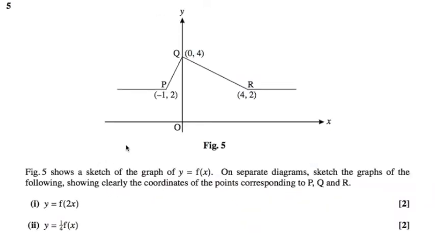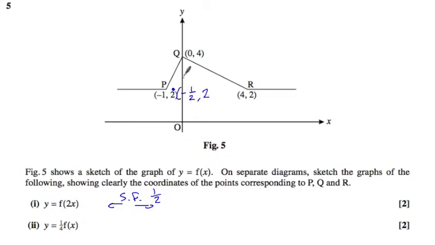Question 5. Figure 5 shows a sketch of the graph y equals f of x. On separate diagrams, sketch the graphs of the following, showing clearly the coordinates of the points P, Q and R. So first of all, f of 2x. The first thing you need to do is think, what transformation would this be? This will be a horizontal stretch, but it'll be scale factor a half. So really it's not stretched at all, it's almost squeezed in. If I try and do a drawing of that, we can imagine P is going to be half the distance away from the y-axis than it was before, so that would be minus a half.